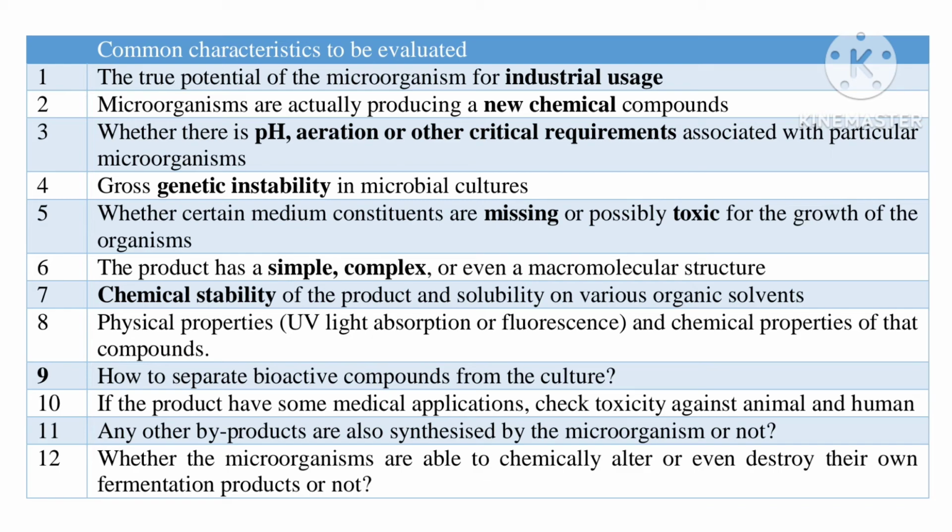The first one, the true potential of the microorganism for industrial usage. That means whether the product has some public demand or not. Whether the microorganisms are actually producing new chemical compounds not previously described. If not, don't lose your hope. Try to improve your strain so that it can give a better result. Whether there is a pH or other critical requirements associated with the particular microorganism, both for the growth of the organism and for the formation of the chemical product.